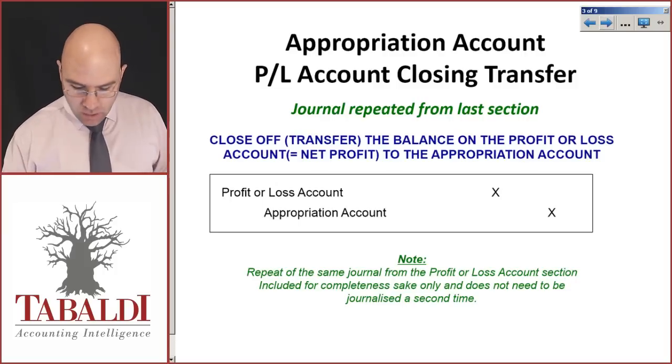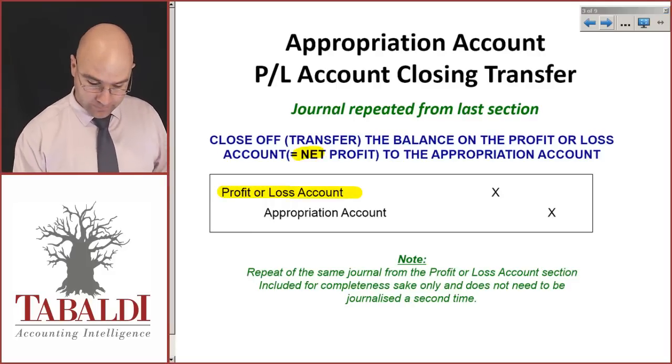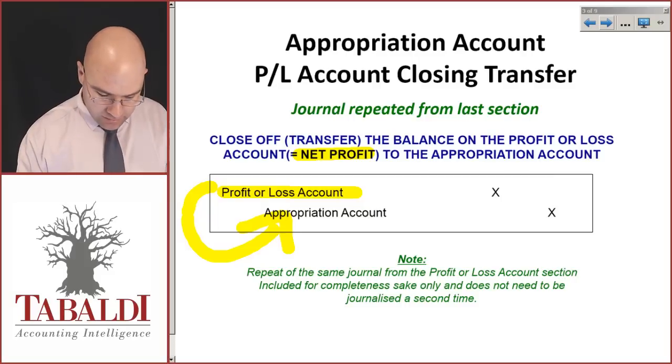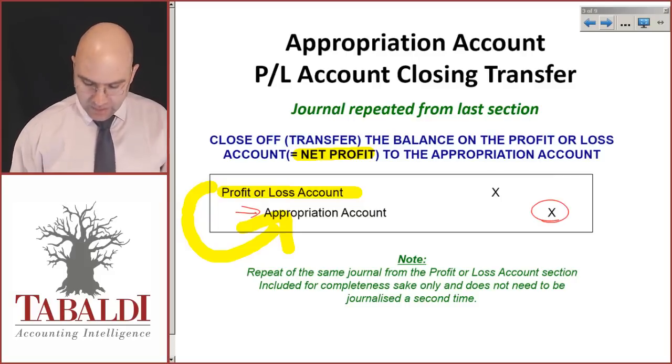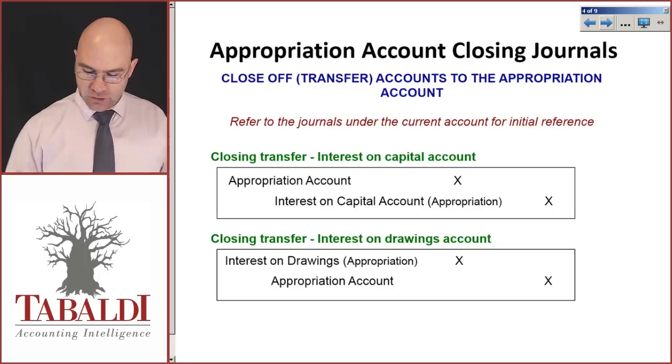So just a refresher, we just did this journal where we closed the profit and loss account out, the net profit, okay? And we put that into the appropriation account. We've done the profit and loss. Now we're going to look at the credit side, the appropriation account. So that's our first journal.